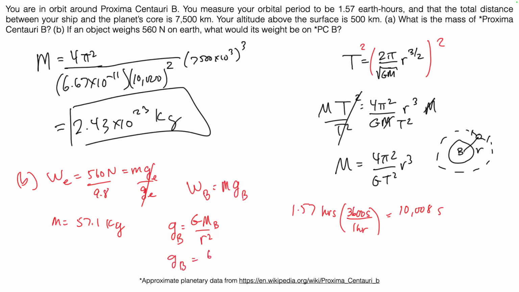So there we had to do a little bit of subtraction to make sure we got the right one. So this is 6.67 times 10 to the minus 11, and then my mass that I found, 2.43 times 10 to the 23, all divided by 7,000 times 10 to the 3, because I want little g on the surface. When I did that, I got 1.93 meters per second squared.